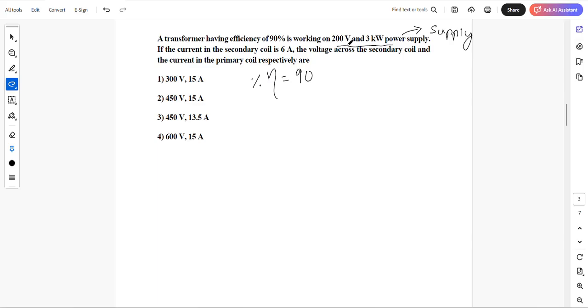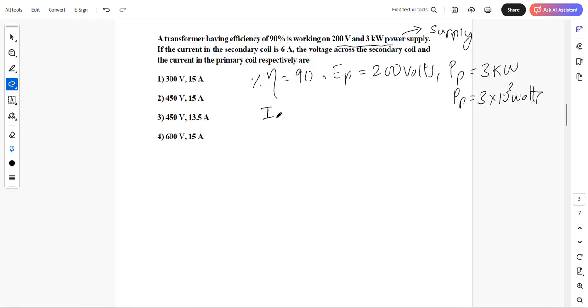Therefore, EP is given here. EP is 200 volts. And PP is given as 3 kilowatts, that is PP is equal to 3 into 10 to the power of 3 watts. Now, what else is given? The current in the secondary coil is 6 amperes, that is IS is equal to 6 amperes.